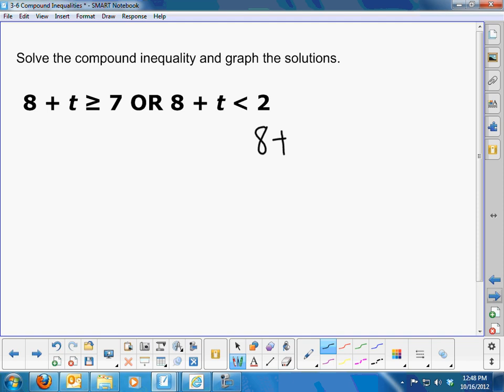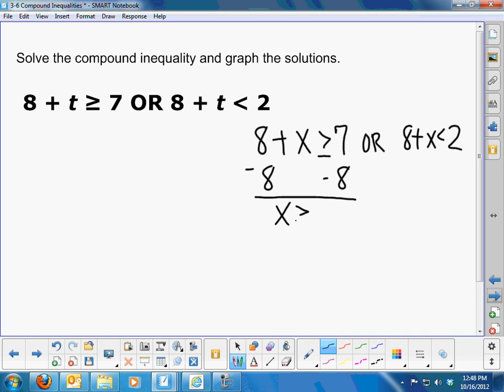So I have 8 plus, I'm going to make that an x just so you can tell the difference between the t's and the plus sign. So I have this inequality, or I have 8 plus x is less than 2. I solve these just as if they were two separate simple inequalities. I get x is greater than or equal to 7 minus 8, which is negative 1, or I solve this inequality and I get x is less than 2 minus 8, which is -6.